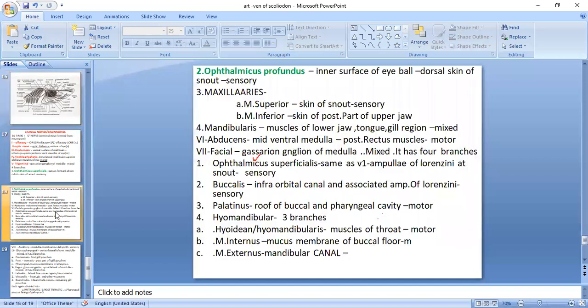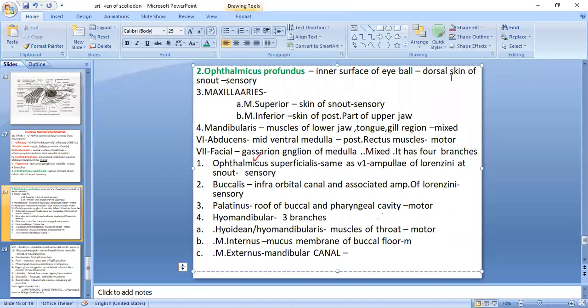So it supplies the inner surface of the eyeball. Okay, it receives information from the dorsal skin of the snout. Okay, so it is sensory.